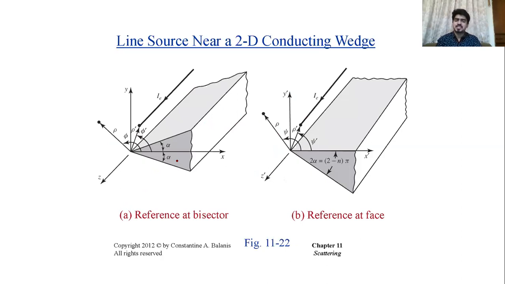One is when you have a reference at the bisector. So this is the reference of your wedge where you have a reference at the bisector. And the other one is where you have a reference at the face of your wedge. Okay, so first we will derive the expression for this one, and then towards the end we will transform that to this kind of case, and we'll see how we can simplify the final expression when we transform from this to this coordinates. Okay, so let's start with this geometry. So in the phi direction, it has alpha angle on both sides along the x-axis.